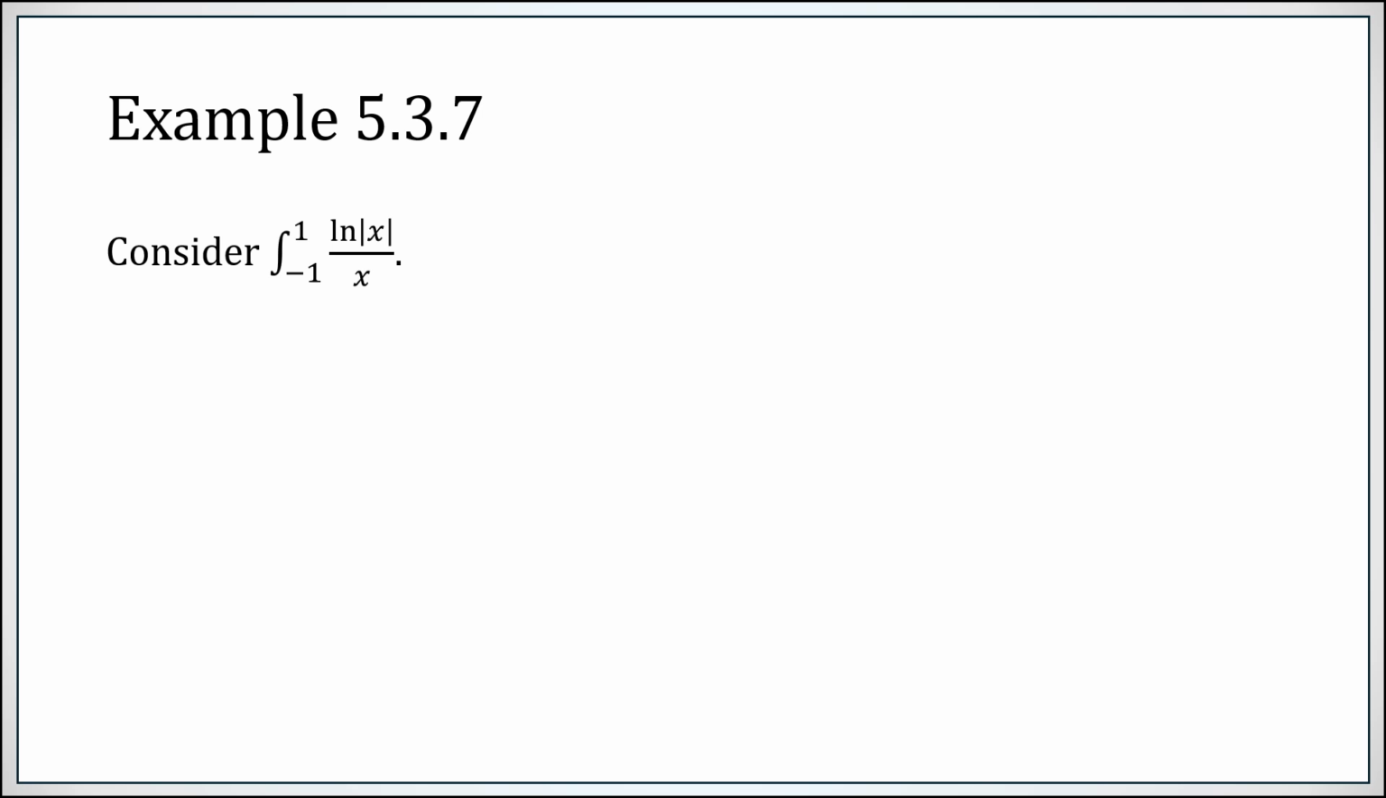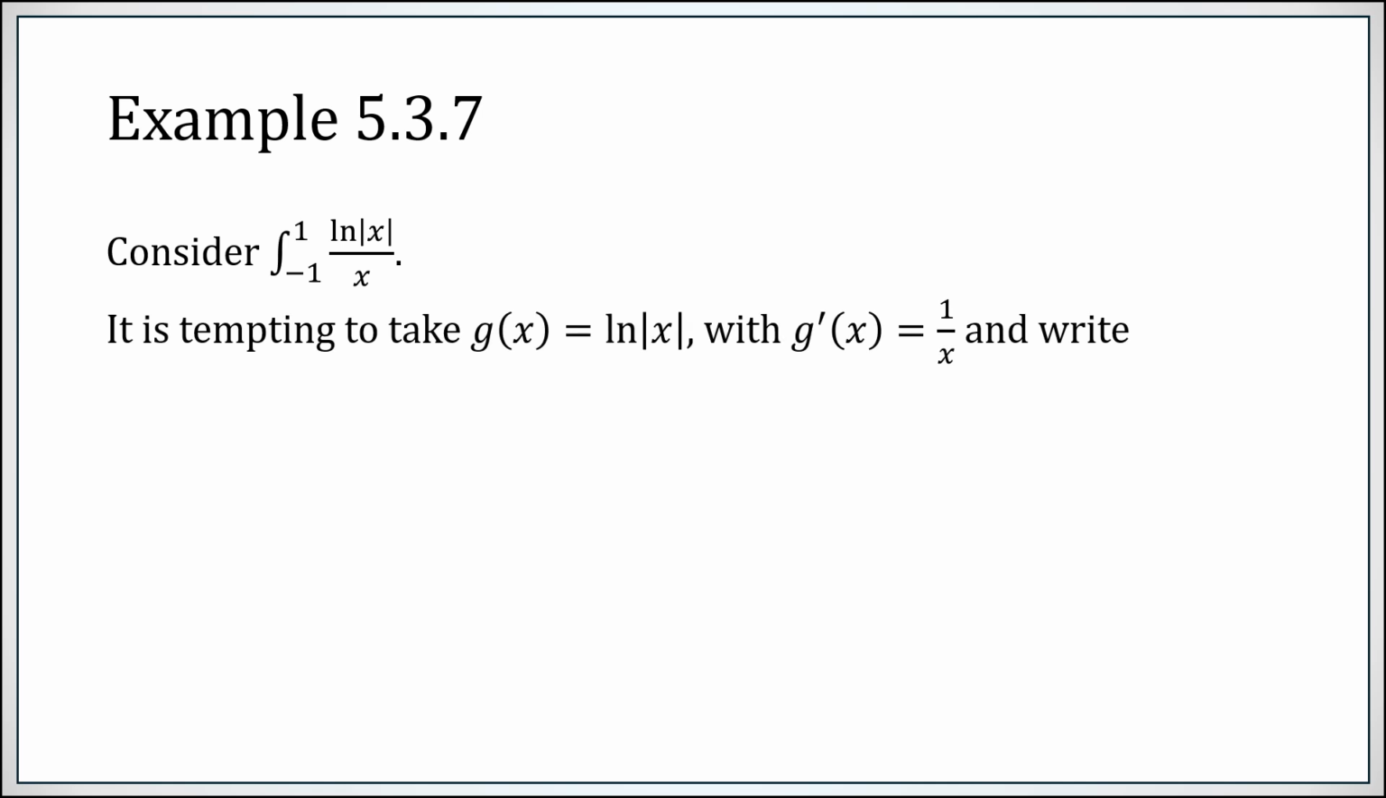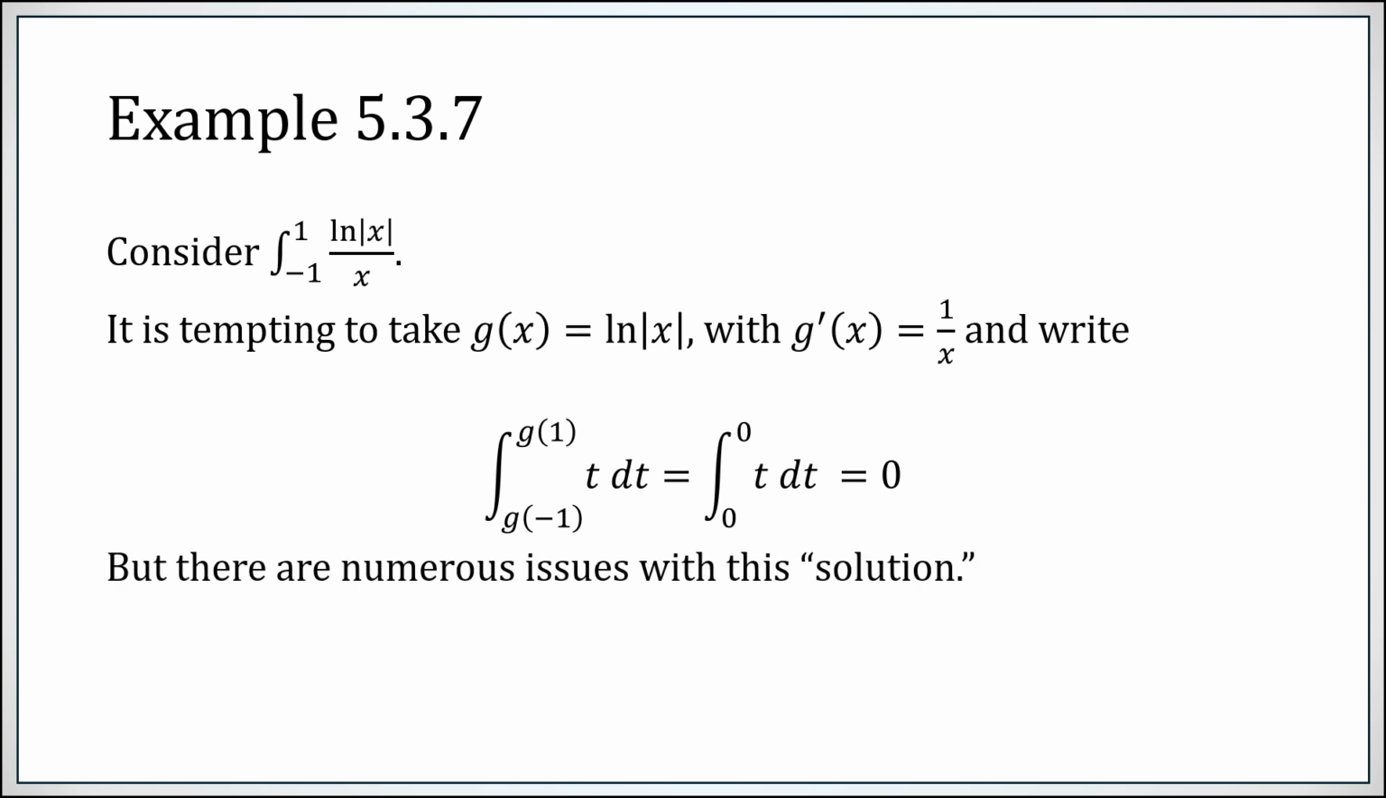As our next example, let's try to integrate from -1 to 1 the natural log of the absolute value of x over x. If one simply took g of x equals log of absolute value, whose derivative gives us exactly that term 1 over x, you could then attempt to do a change of variables and just replace it with g of -1 to g of 1. Now, since that was a log of an absolute value, g of -1 and g of 1 are both 0. So even though we are integrating a non-trivial function, our region of integration has no length, and we end up with a 0 here. Okay, but there are a lot of reasons why this is not a valid solution. Do try to come up with at least one.